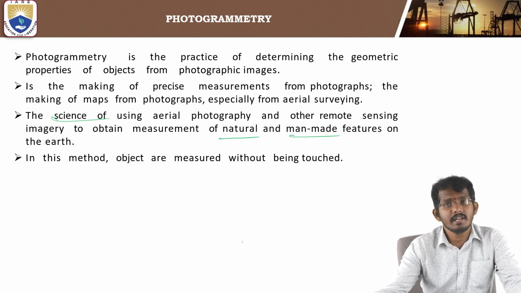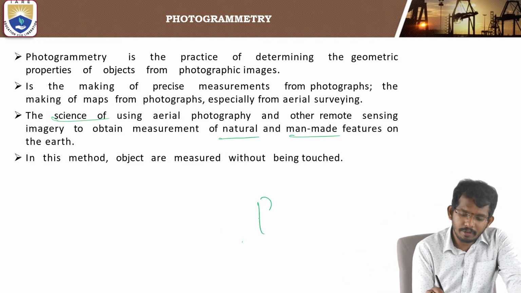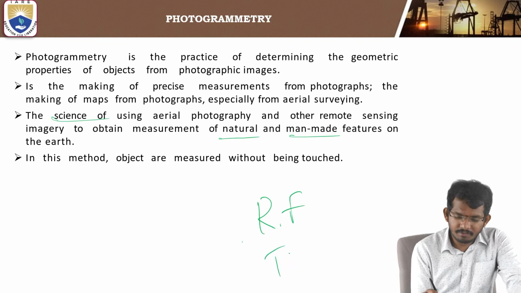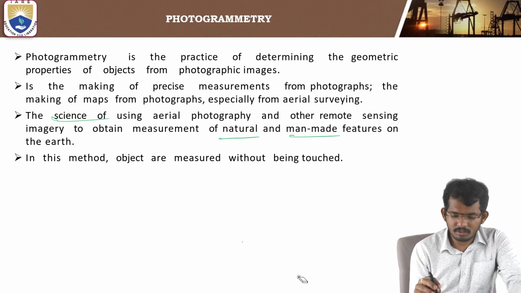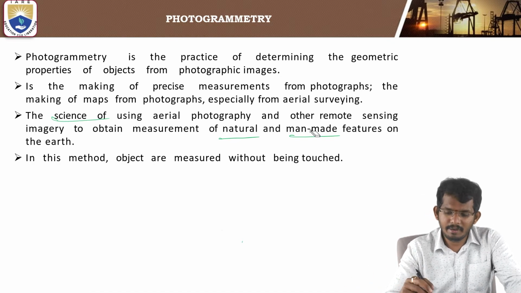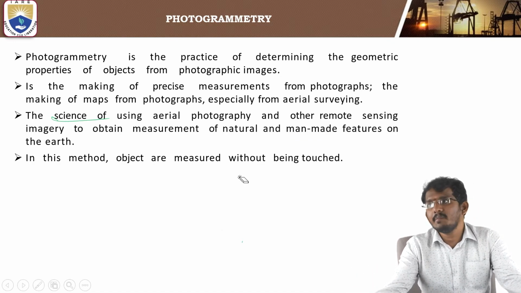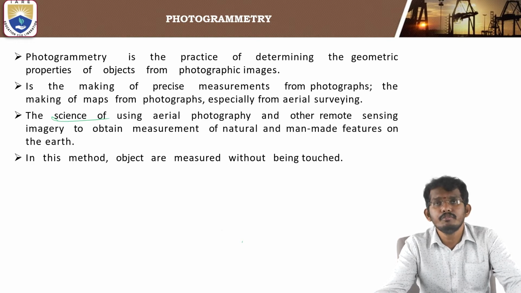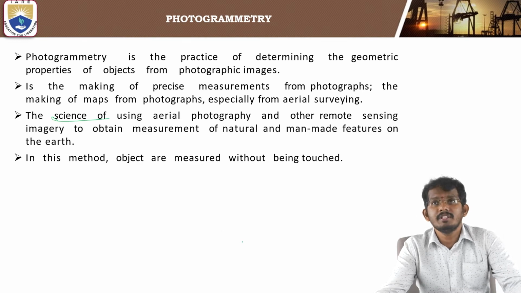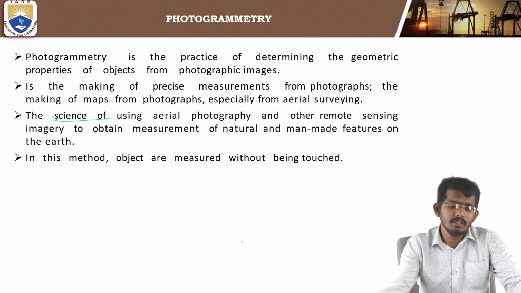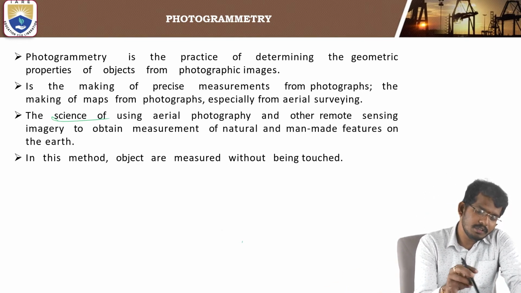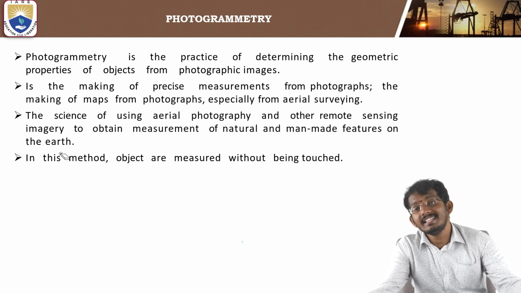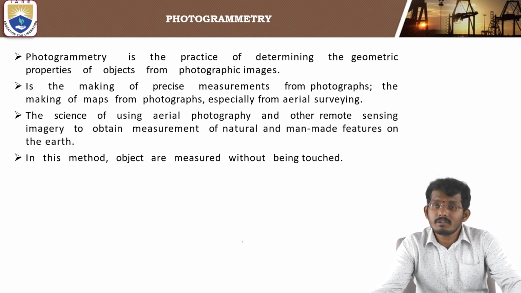Using photogrammetric techniques, I can measure the height of the Red Fort, I can measure the height of the Eiffel Tower, whatever it may be, man-made or natural structure. I can measure the height of some mountain or hill or Mount Everest using the photogrammetric technique. In this method, objects are measured without being touched. So we go for stereoscopy. This is a method of stereoscopy, where we can obtain the 3D view of the photograph you have captured.